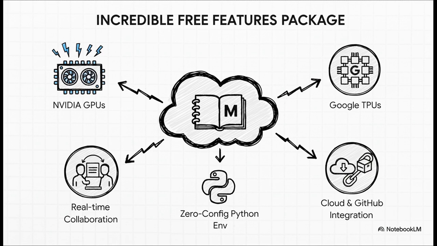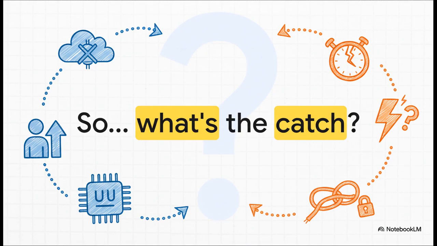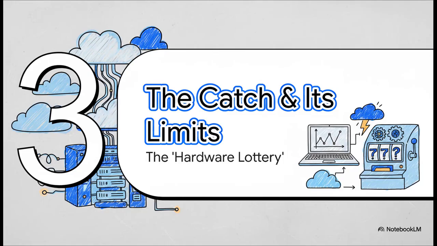It's an incredible package. Which, of course, brings us to the big, flashing, obvious question. All of this power for free? It definitely sounds a little too good to be true. So, what's the catch? And yep, you guessed it, there is a catch. To really get it, we need to talk about the limits of the free tier. And that brings us to a little something the community calls the hardware lottery.